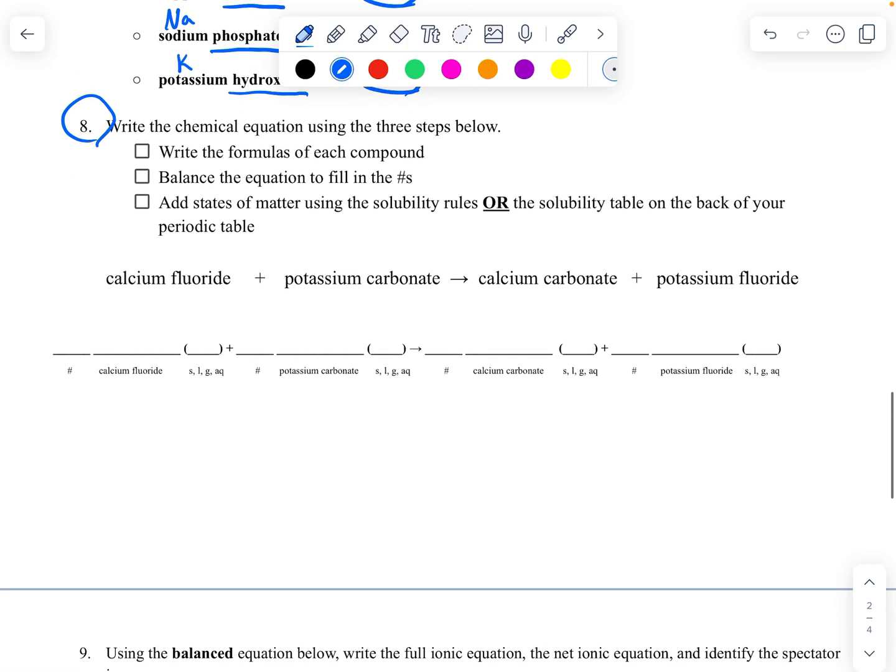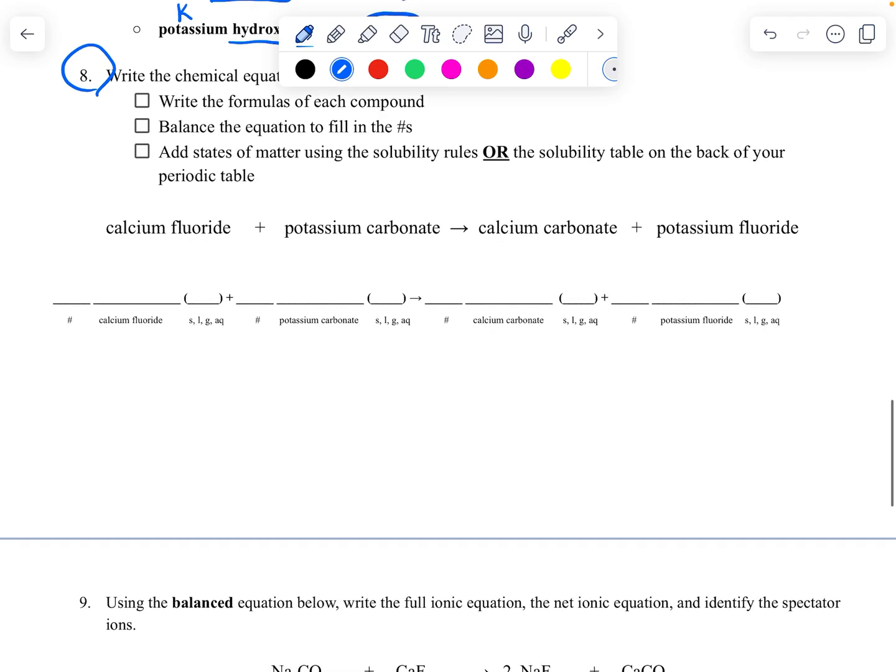Let's go ahead and try number 8 now, okay? We are given the names. Now we need to write the actual chemical formulas, right? Calcium fluoride, potassium carbonate, potassium fluoride. What I would do, step 0, is to identify all the charges because they're going to be very, very useful. Calcium, on the periodic table, belongs to group 2, so that is going to be 2 plus. Fluoride is going to be 1 minus, right? So our goal right now is to make sure that they are neutral, right? So in what ratio are calcium and fluoride going to bond?